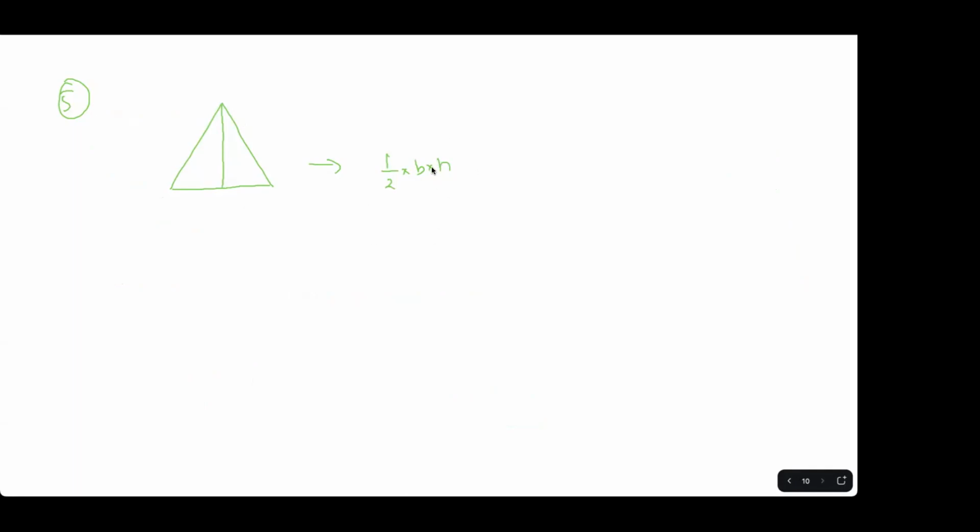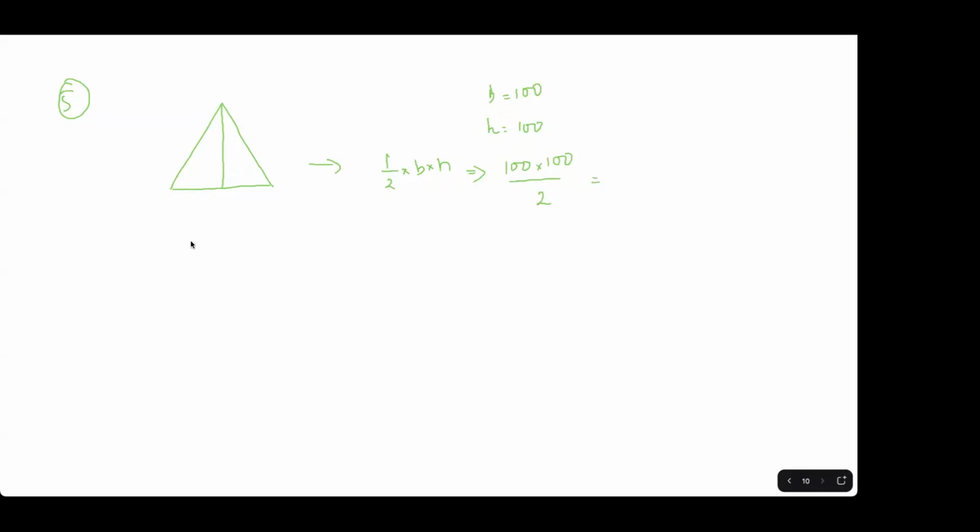Now let's take the first condition. Let the base be 100, because we don't know what the base is, so for easy calculation we'll take 100. And height also 100. So what will be the area? 100 into 100 divided by 2. No need to give the final answer, we'll just write this much.